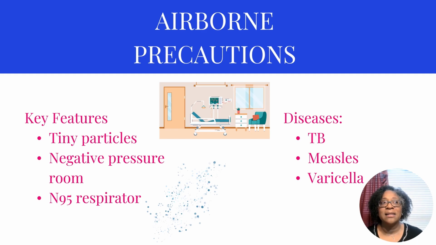On the NCLEX, the big airborne diseases are tuberculosis, measles, and varicella. Students often memorize this as MTV: measles, tuberculosis, and varicella. This memory trick is good, but understanding why matters more than anything. When you're looking at airborne precautions, remember that the patient is going to require a private room.